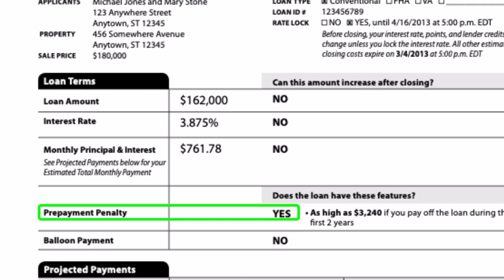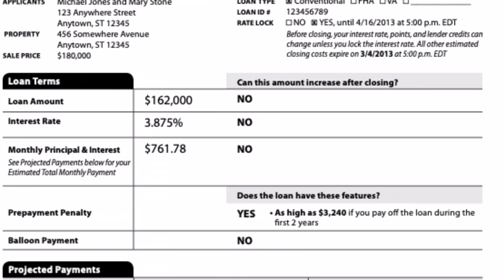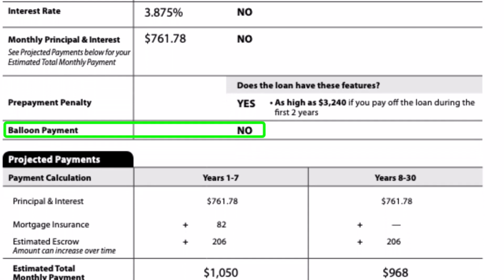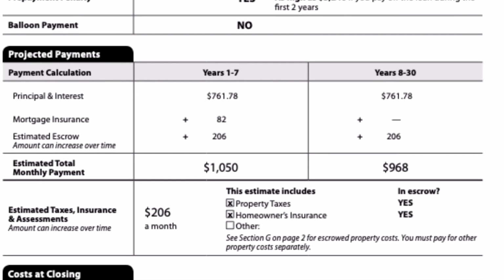Below that, we have prepayment penalty, and it basically indicates whether there is a fee for paying off your loan early or not. Next is balloon payment, and this just indicates whether there will be a remaining amount to be paid at the end of the loan term. Next is projected payments. This section is divided into 2 parts, years 1 through 7 and years 8 through 30. And this is due to potential variations based on the presence or absence of mortgage insurance.